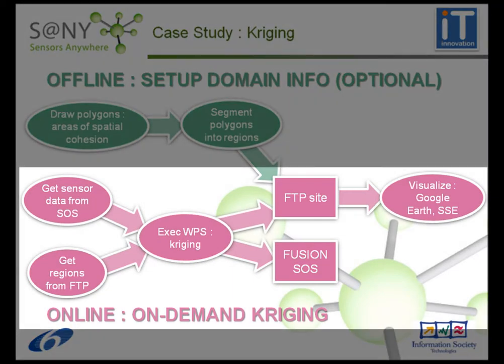The online phase involves downloading data from a sensor observation service, which is selected on demand, and also downloading regions which were previously created from an FTP site. The web processing service is then executed, kriging is run, and the results downloaded to both an FTP site and a separate Fusion SOS for long-term storage. The results can be visualized using the Google Earth representations as part of the KML formatted output.